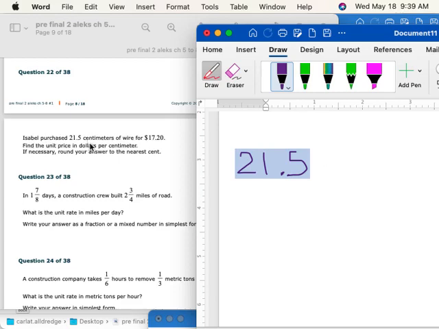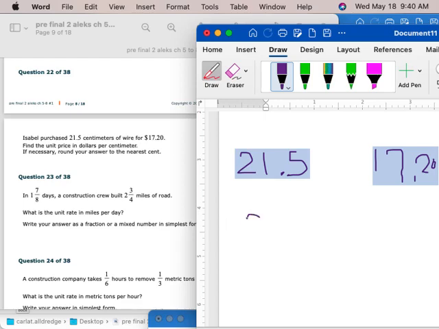Isabel purchased 21.5 centimeters of wire for $17.20. My arm feels like Sharpie. Well, yeah, because you put Sharpie on it. Okay, find the unit price in dollars per centimeter.